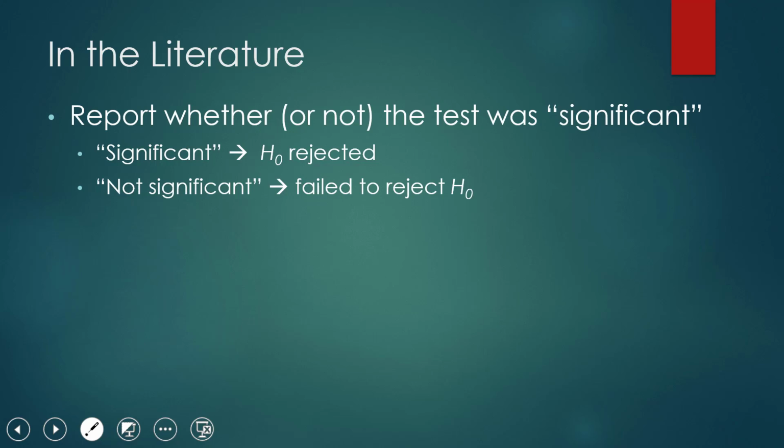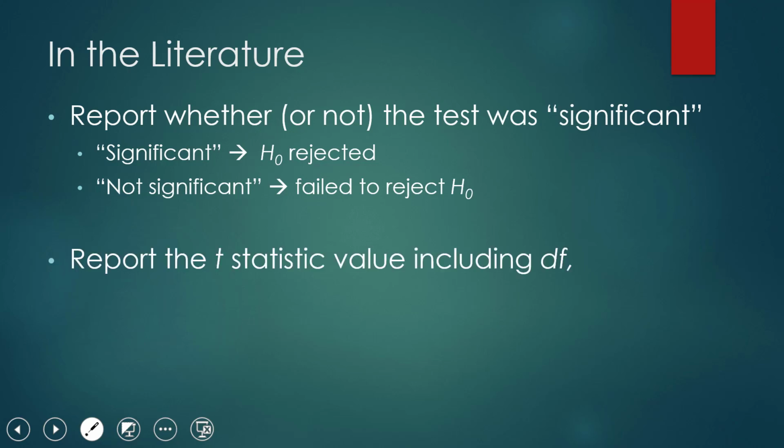Most of the time in the literature now, you'll see that is done. We'll get into reporting that, how to report confidence intervals and those types of things a little bit later in the semester. This is just an introduction to how to write things in the literature. So we're going to report the T statistic value. So this is your calculated T, including degrees of freedom. Now, you're going to be doing some of this on a test. I might ask you to write how you would report it in the literature based on your calculated T.